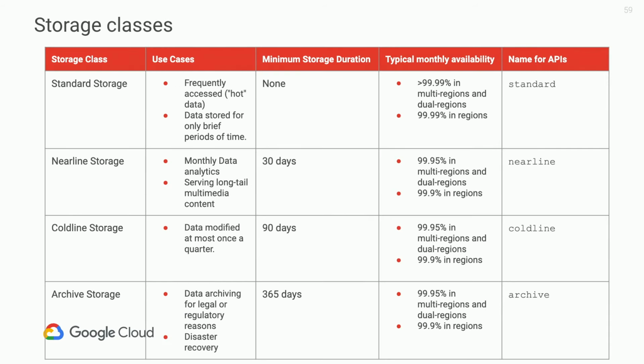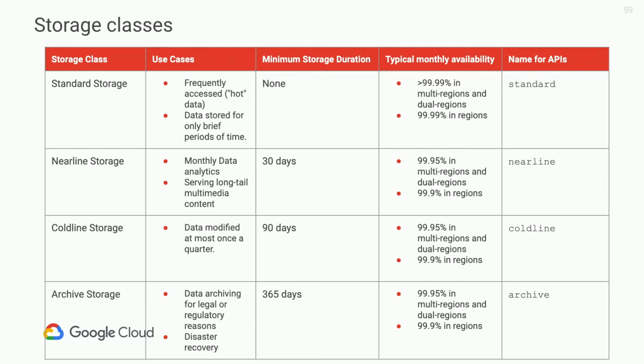Next, let's take a look at the storage classes for Google Cloud Storage. There are 4 classes available to you, depending on different use cases, availability, and also the API operations that it allows you to do. First is standard. It is the most commonly used class. It's used to serve frequently accessed data, such as web content or streaming video, etc.